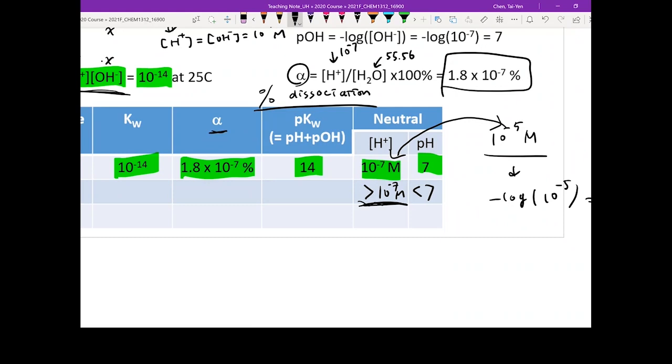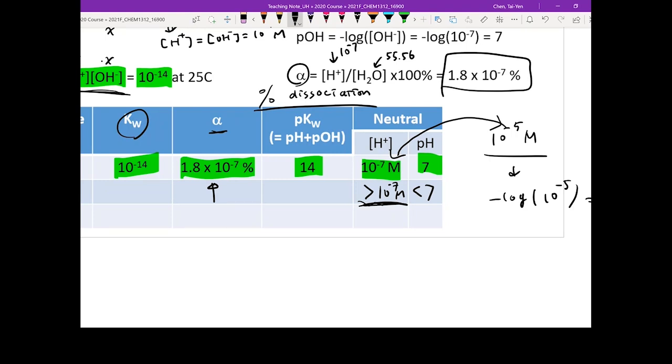How about your alpha? Does your alpha increase or decrease if you go to higher temperature? Alpha is the proton concentration over your H2O concentration, right? You're going to have more protons inside your solution. Therefore, your alpha is going to increase. Your Kw is the product of your proton concentration and your hydroxide concentration. They are the same amount.